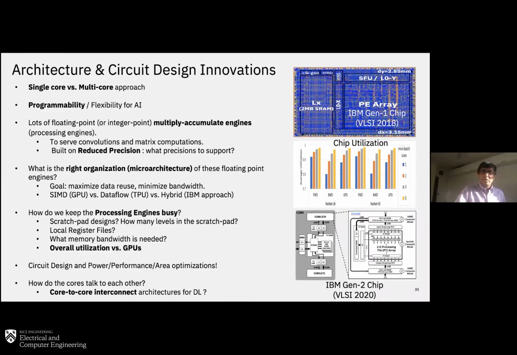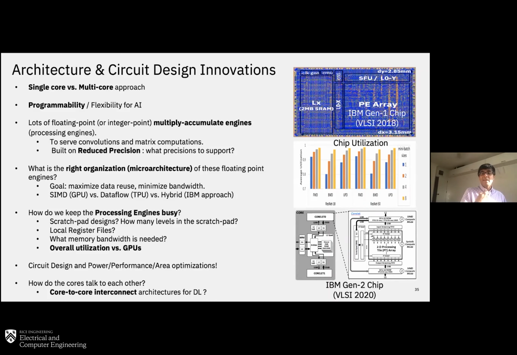And I think when you build hardware like this, you have to ask a lot of questions. You have to ask about what is the right core. Is it a large core like a TPU, or do you want to build multiple small cores like a GPU? What kind of floating point formats do you support? What kind of programmability is needed? What kind of flexibility is needed for future proofing? What is the right organization? What is the right architecture? What is the right microarchitecture? Most importantly, how do we keep the processing engines busy? And one of the key things that we've learned here, right, is that GPUs work really well, but their utilization is very low.